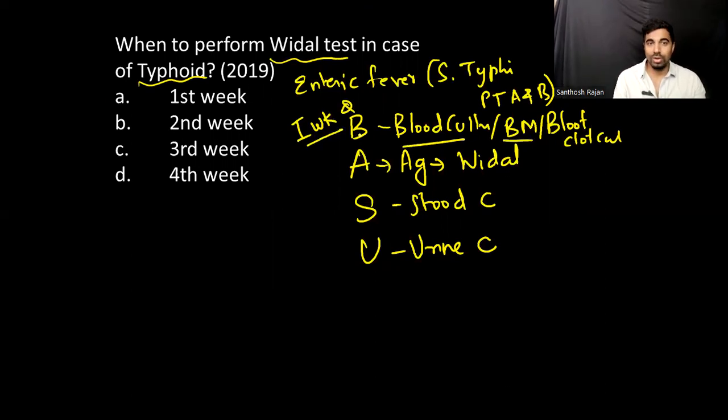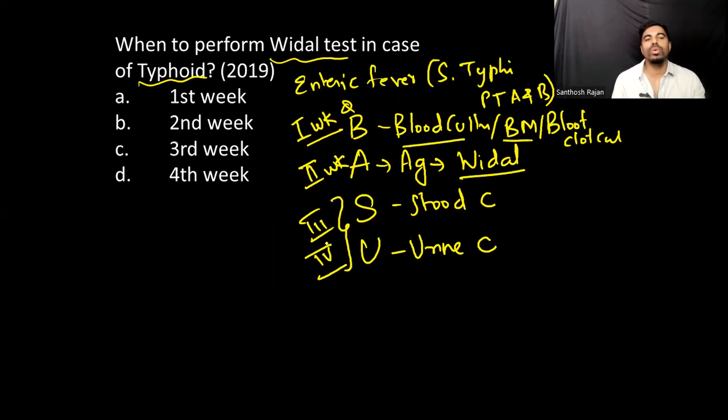Best, this is the gold standard specific test. Blood culture is the best for typhoid fever. But if it is the second week, the best is the Widal test. This is the question they asked. Third and fourth week, stool and urine respectively.